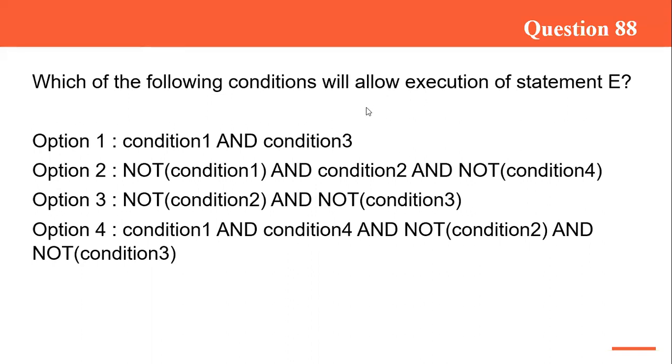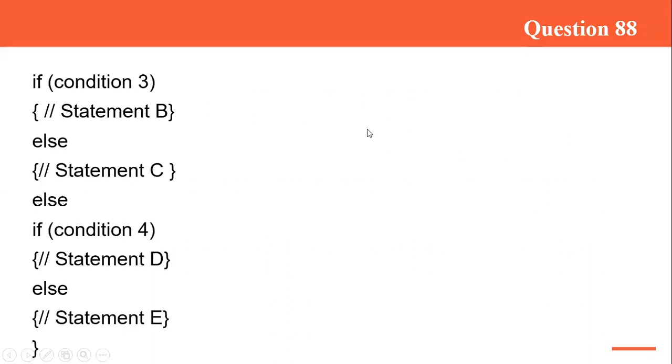Okay, everyone says option 2. Options are given like that only. So first, see where statement E is. Statement E is in the else part of C4, as well as the else part of C1. Do you agree? This is the else part of C1. If those two conditions are false, that's enough.